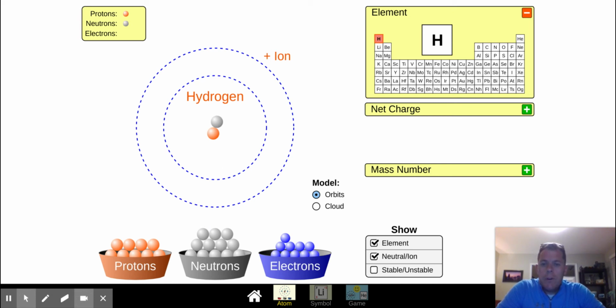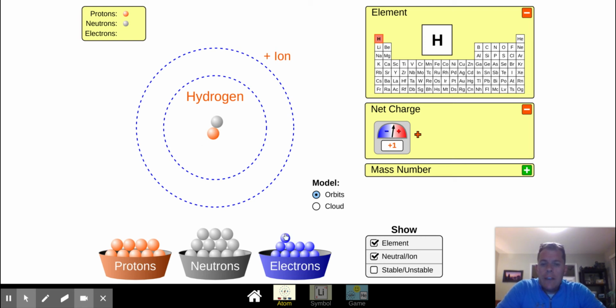So if I take one proton and one neutron, you can see that the atom that I just made was hydrogen. And up here, it says positive ion. The reason why it's a positive ion is because I have a +1 overall charge. All right, if you look over here, the net charge, it shows a +1. That's because the proton's +1 and the neutron is neutral. So the overall charge is +1.